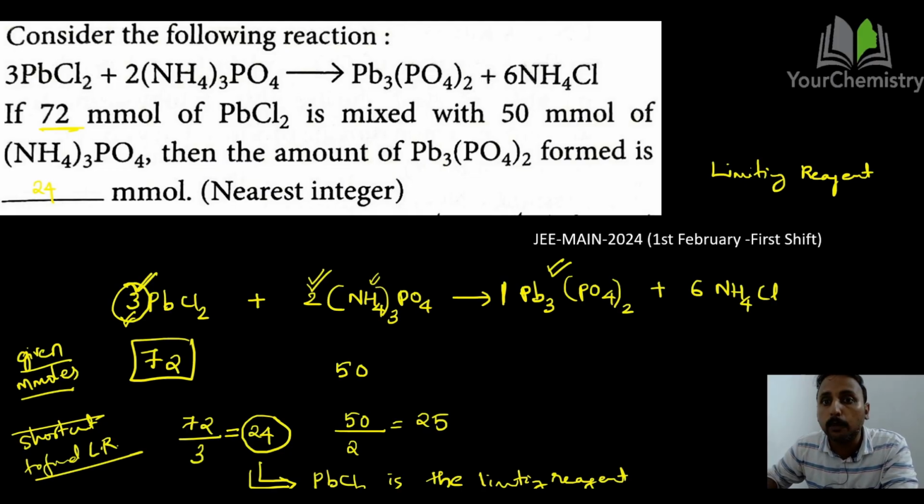This is a very important concept in this part: identifying the limiting reagent. The limiting reagent decides how much product is formed, and it will be completely used up in the reaction. Clear? I hope that is clear. So let's go to the next question.